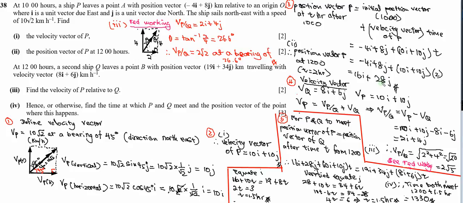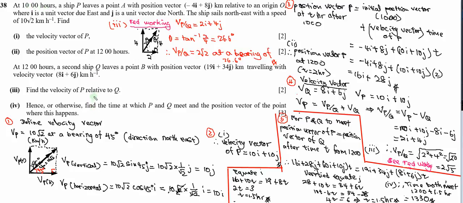Now, before we go to the next question, it says that another ship leaves point B at this position vector with this velocity vector, at 12 hours. That means the time counted for Q is 12 hours; at 12 hours the time is considered 0 for Q. So we're going to use this as a reference rather than the 10 hour in the later part of the question.